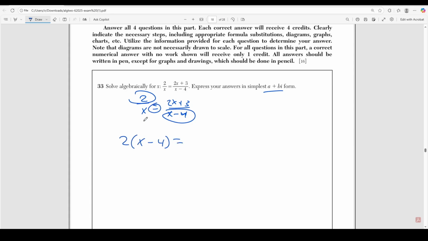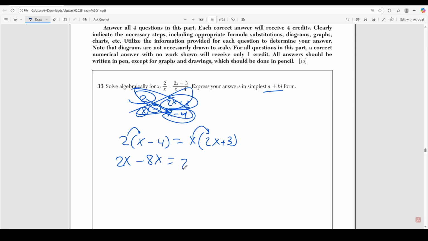That's equal to the denominator times the numerator over here, x times 2x plus 3. Just make a figure 8: we're multiplying this by this, and then this by this. Now we can expand the parentheses. We have 2 times x, which is 2x, minus 2 times negative 4, which is negative 8. That's equal to x times 2x, which is 2x squared, and x times 3, which is 3x.